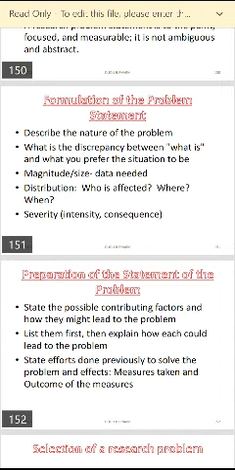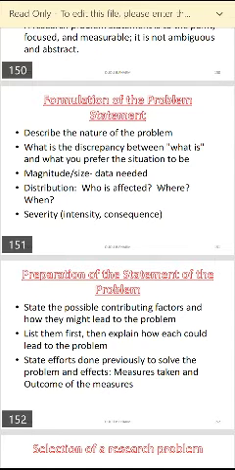Let's go to formulation of this problem statement. The problem statement describes the nature of the problem. What is the discrepancy between what is and what you prefer the situation to be? Magnitude, size, data needed. There we see distribution. Who is affected, where, when, severity, intensity, and consequences.